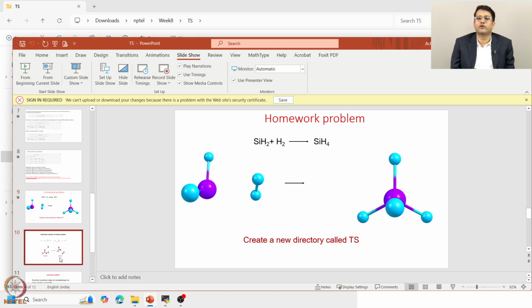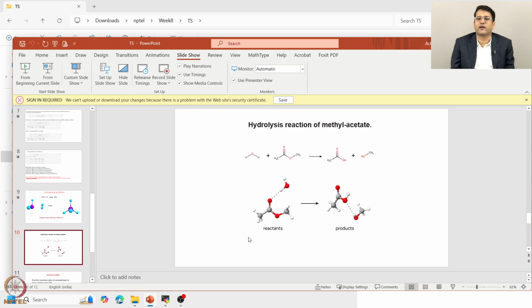So here we are going to do a larger example where we do the hydrolysis reaction of methyl ester, and it will give you a product of an acid and an alcohol. Basically it will give you acetic acid and methanol. This is how the orientation of the reactant should be.